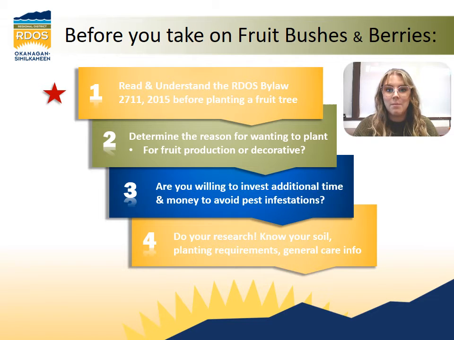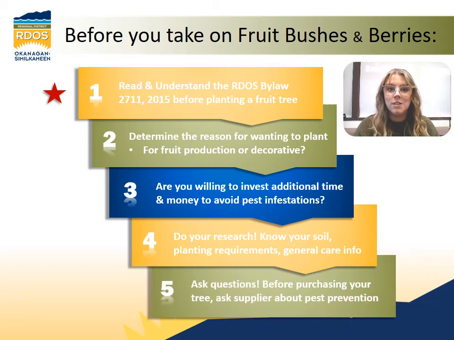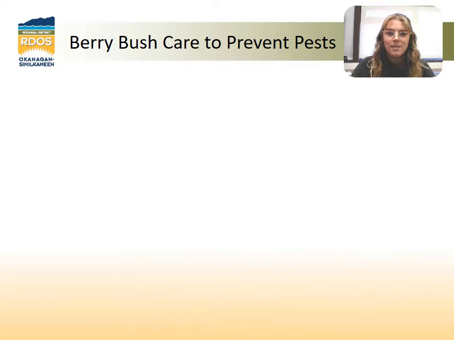Next is a very important step that is research. Do the research on your specific fruit tree that you're wanting to plant and understand its planting requirements and its susceptibility to pests. Once you have done this and you're at your local nursery or garden center, ask questions to the employees and suppliers so you can thoroughly understand what you're getting into. To prevent insect pests, most of the times, these strategies will be essential in your fruit tree care routine.